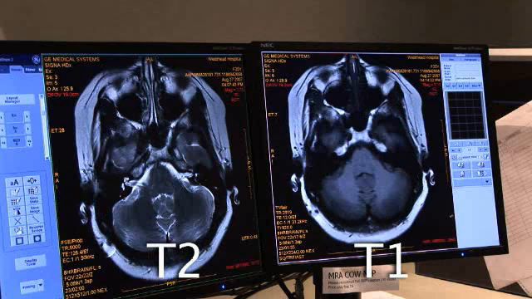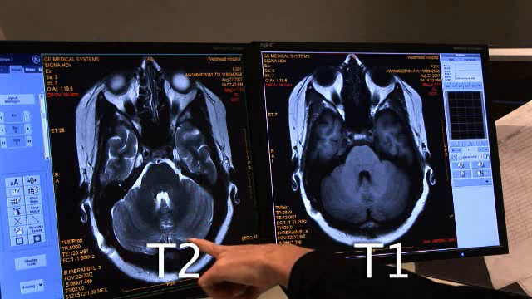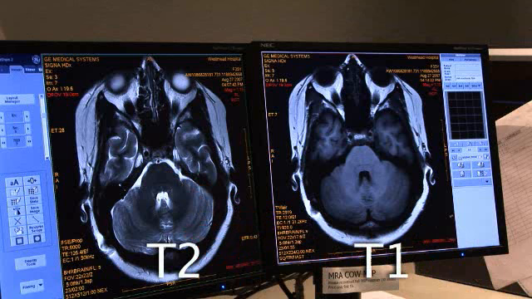Now, as you can see, we can see bright signal, CSF on the left, that's a T2 weighted image, which is a long TE, long TR, whereas the fourth ventricle on the right sided image, which is the T1 weighted, is dark. There's no signal coming back from the CSF. This is the orbits, obviously. There's a lot of fluid in the orbit, so it's bright signal on T2 and dark on T1.